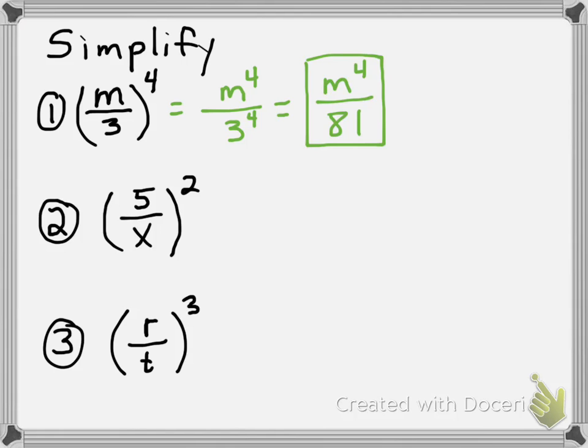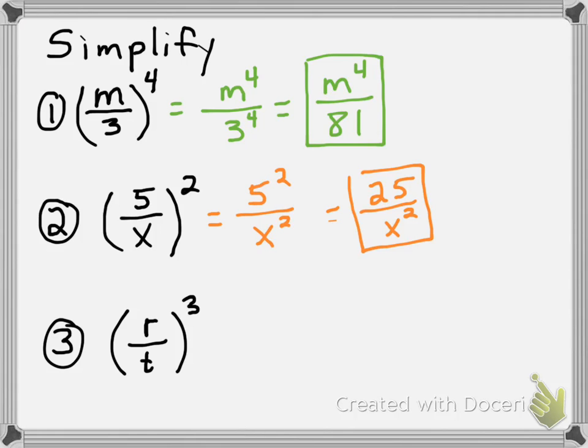Alright, so then number 2, same thing. I have (5 over x) raised to the second power. So that gives me 5 to the second power over x to the second power. And then I can simplify the 5 squared, gives me 25 over x squared. It doesn't make a difference if the variable's in the top or the bottom or in both or in neither. It's still the same thing. Everything inside the parentheses gets the exponent.